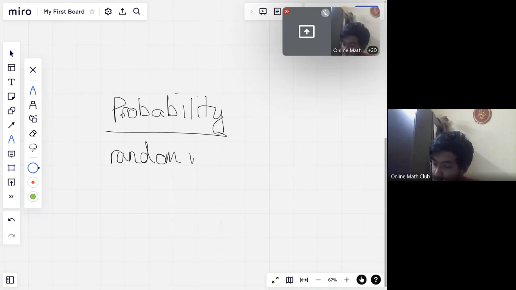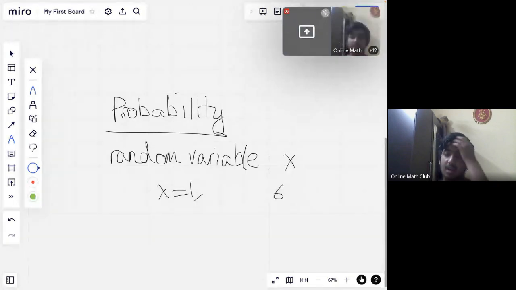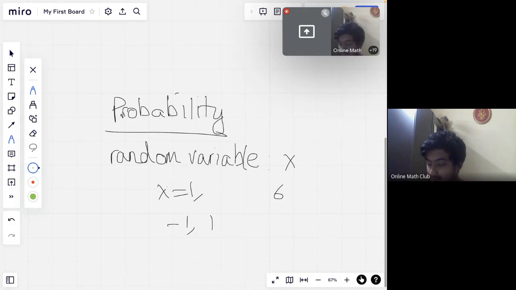A random variable, my handwriting is horrible, I'm really sorry about that. A random variable, say x, is a variable that can take various values. Say x can be whatever the dice is showing. So if x is that, then x could be 1, x could be 2, up to 6, and so on. A random variable could be say -1 and 1 for heads or tails. A random variable can be anything. It's just a variable that can take different values according to whatever event we're talking about.